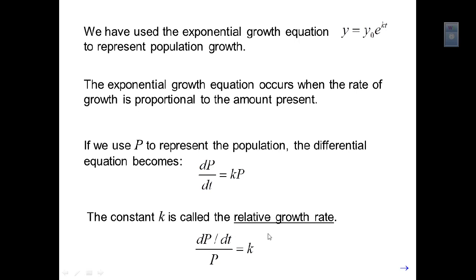Now, the constant K is called the relative growth rate, and it can be found, of course, by just doing a little bit of math here, finding the change in P with respect to time and dividing it by P. That'll give you your K. Now, the population growth model becomes P equals P sub 0 e to the kt, where P sub 0 is the original population or how much you start off with.